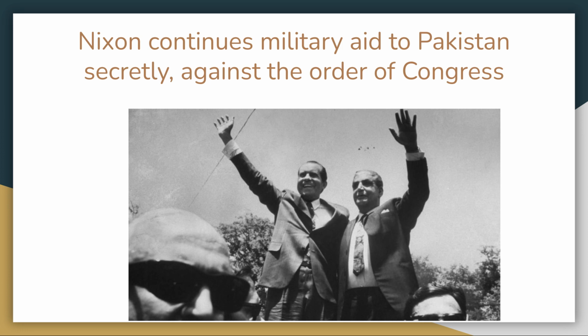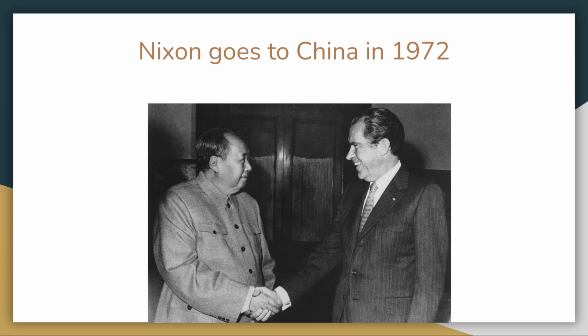Nixon, defying the orders of Congress, continues military aid to Pakistan secretly, allowing this genocide to continue, to continue on with the killing of Bengali people, using oftentimes U.S.-made weapons. What this does, though, is allow Nixon to go to China and open up relations with Communist China in 1972. You could argue that this would not have been possible had Nixon not befriended Khan and Pakistan. However, that friendship and those weapons did allow Pakistan to wage war against the Bengali people of East Pakistan.